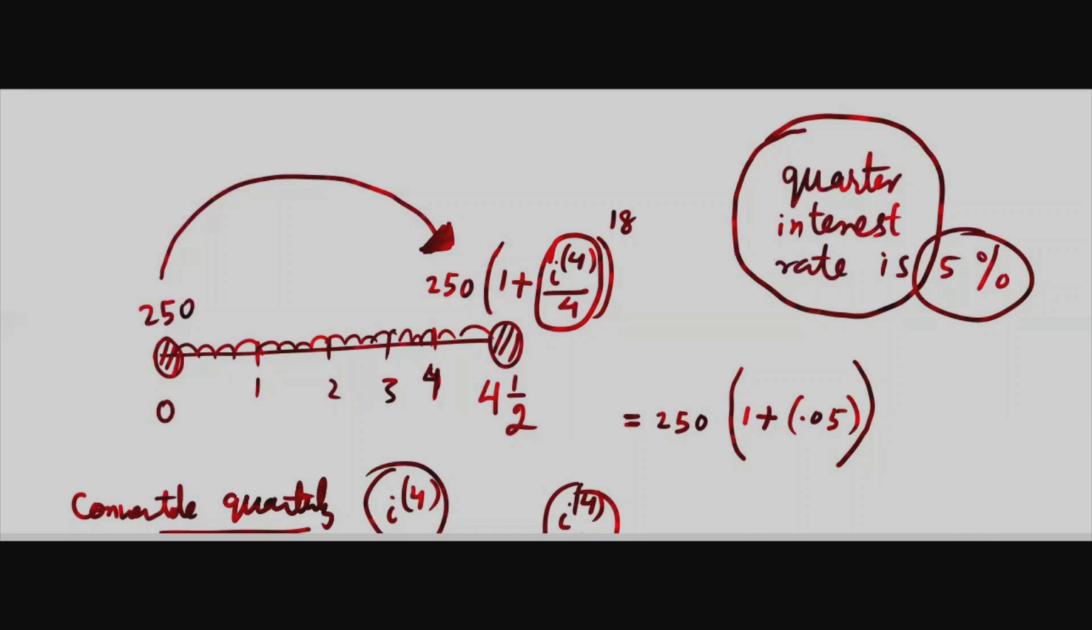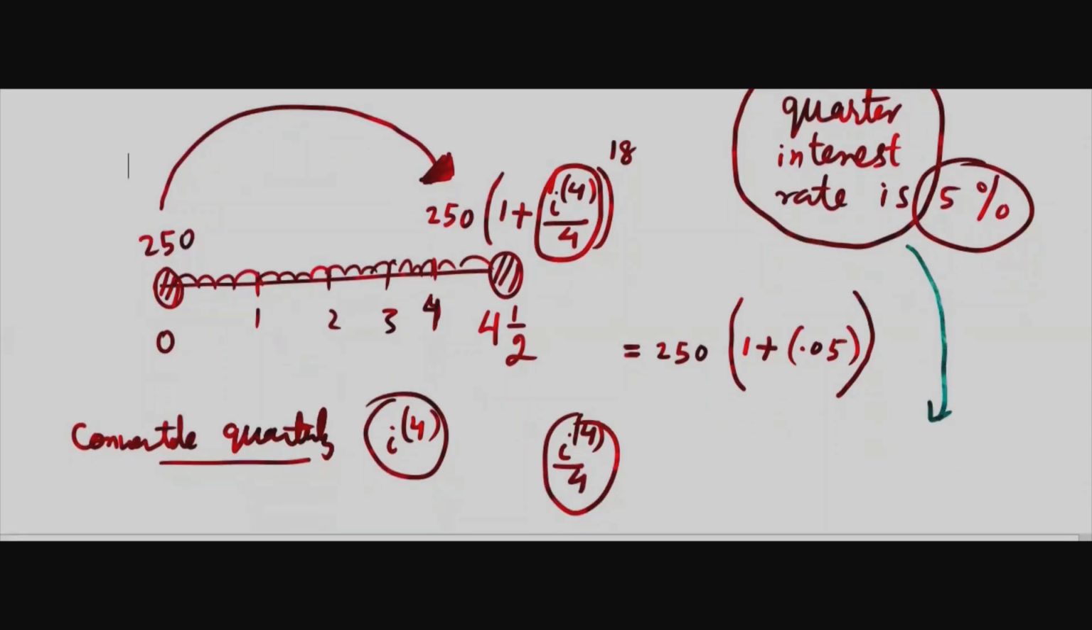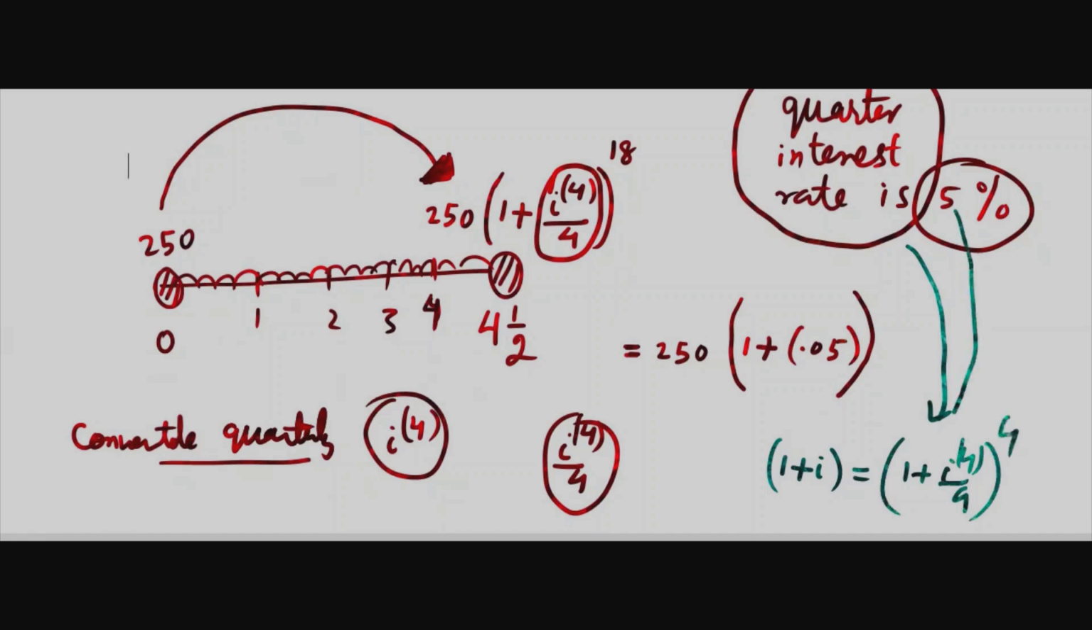Yes, sir. Okay. So if quarter interest rate is 5%, how can you find yearly interest rate? Can you find yearly interest rate from here? Yes, sir. How? So (1 + I4/4)^4 is equal to. Yeah, this is the formula we use. Just we put 5% here.